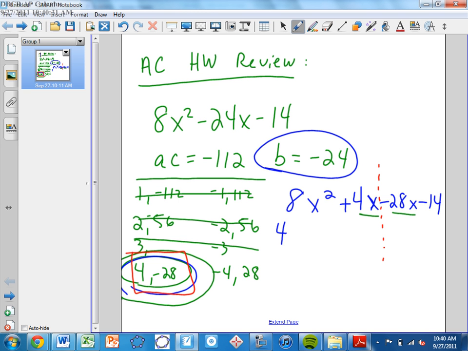What else is in both? 4x. 4x is both. Good. And again, make sure you write the right factor here. How did we do this last time? How did we get the 2x plus 1?